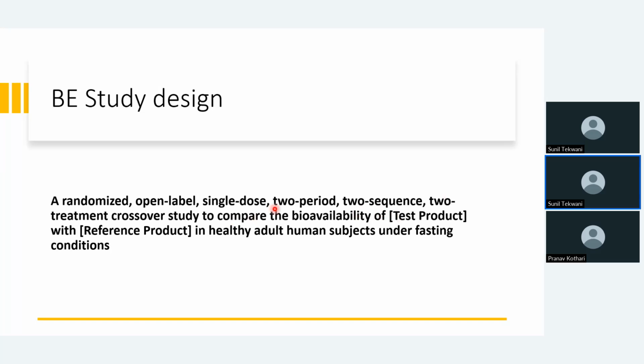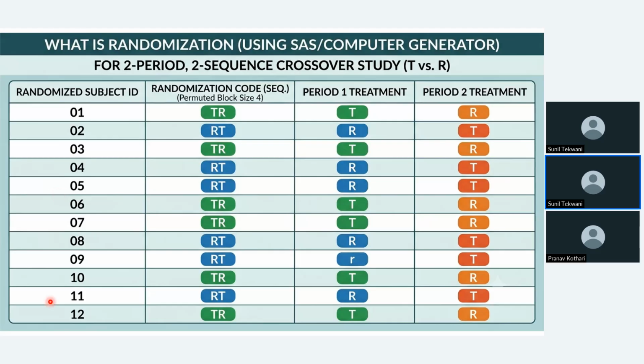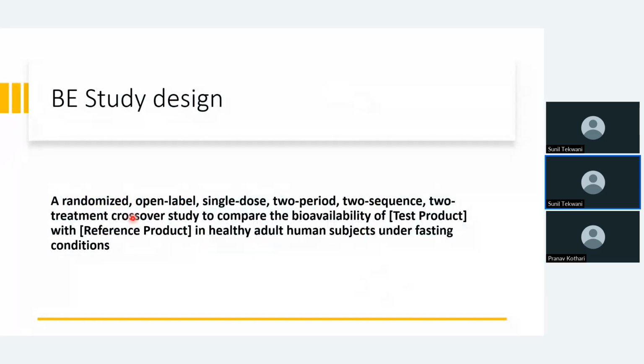Okay. There can be 3-period studies also, 4-period studies also, but we won't go as deep as that. Once you learn this 2-period studies, it will be easier for you to understand 3-period and 4-period studies. But 80% of the BE studies, according to me, are 2-period studies. So all the human subjects in period 1 will receive 1 product. In period 2, they will receive another product.